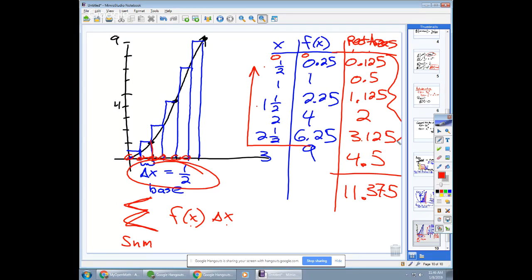So let's see. So the left sum would be what here? So this one's the right sum.